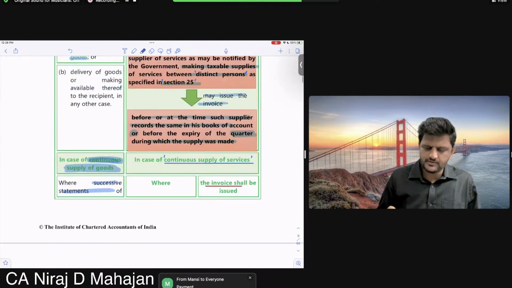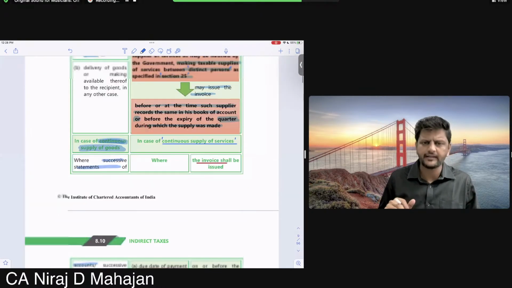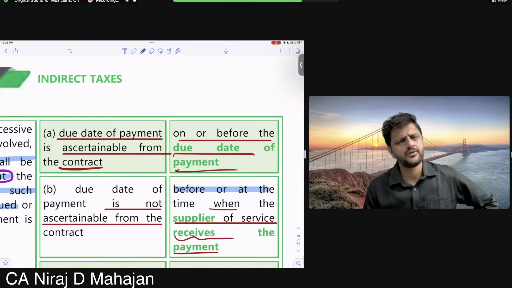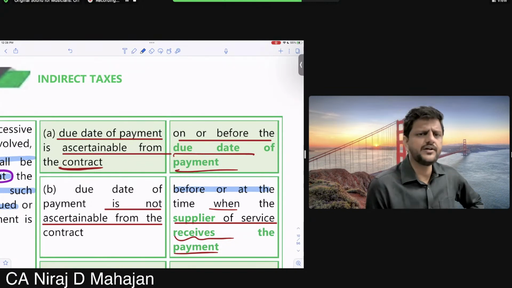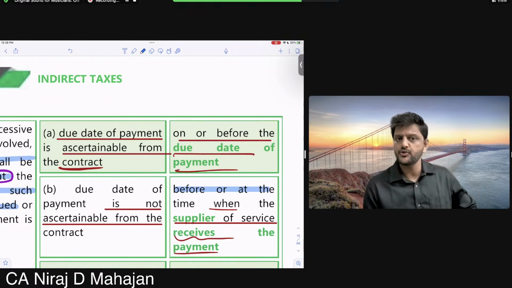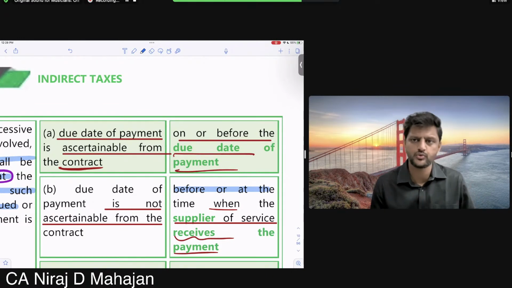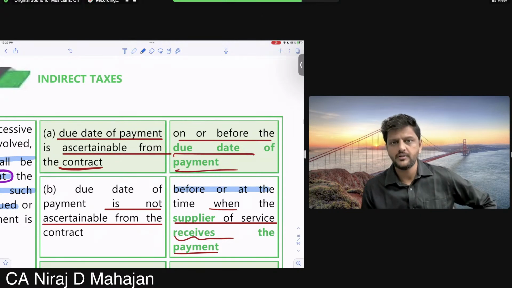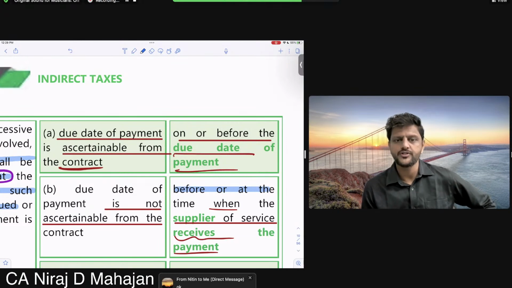Continuous supply of service. Which page is it? 9th. Look at the first word you will see in the contract. Is the due date of payment ascertainable? If the answer is yes, then on or before the due date of payment, you have to issue the invoice. If the due date is not ascertainable, then on or before receipt of the payment.